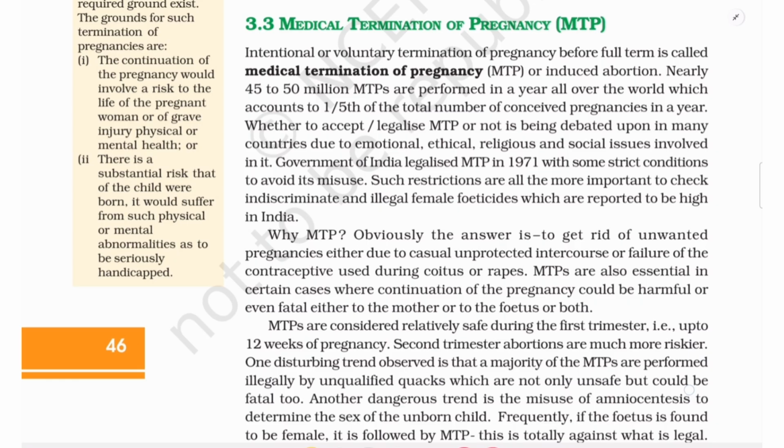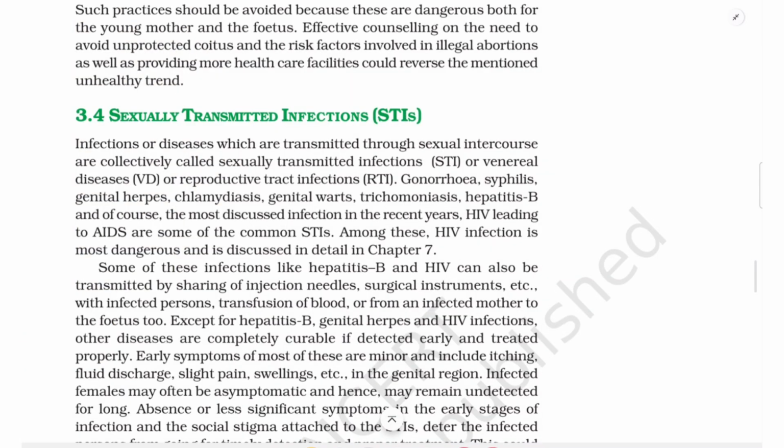One disturbing trend observed is that a majority of the MTPs are performed illegally by unqualified quacks, which is not only unsafe but could be fatal too. Another dangerous trend is the misuse of amniocentesis to determine the sex of the unborn child. Frequently, if the fetus is found to be a female, it is followed by MTP. This is totally against what is legal. Such practices should be avoided because these are dangerous both for the young mother and the fetus.